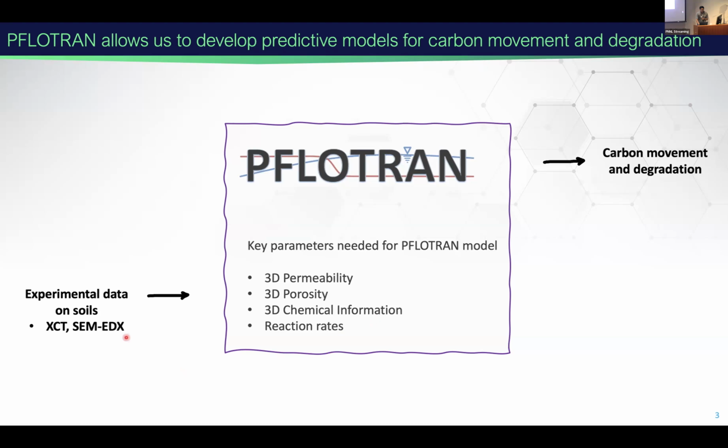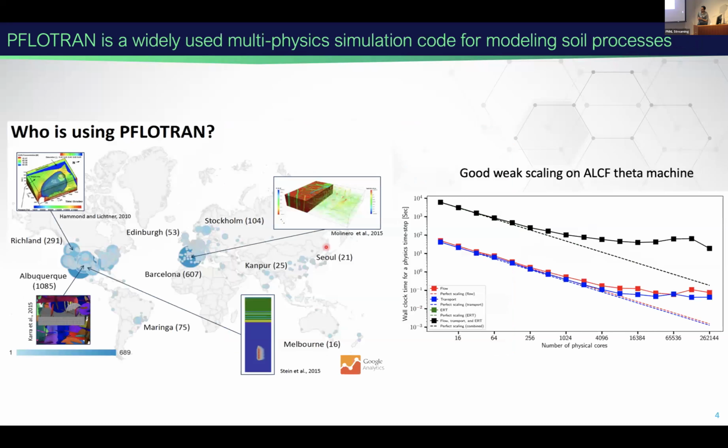You can give experimental data on the soils, such as XCT data and chemical information, and that is translated into some of the key parameters, such as the permeability, how permeable the soil is, the porosity, and the chemical information, that is, the initial condition for the soil core, and associated reaction rates, so how the carbon is being degraded. Once we have that information, we can know how the carbon moves and degrades within the soil. That's where PFLOTRAN, the DOE code, allows you to ingest this experimental data and predict the carbon movement and degradation. So why PFLOTRAN?